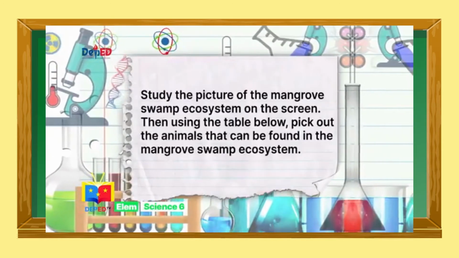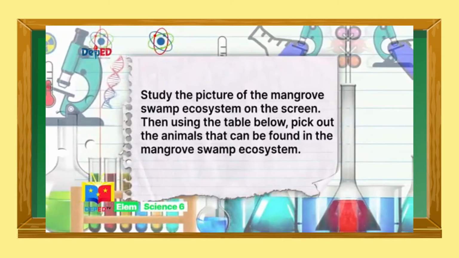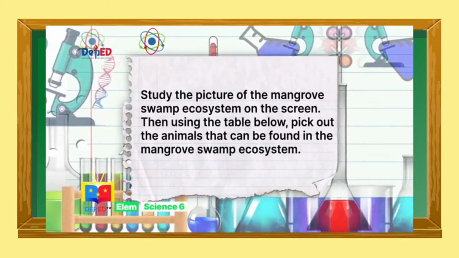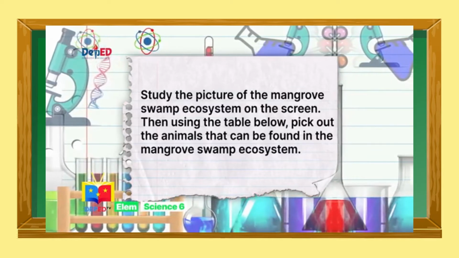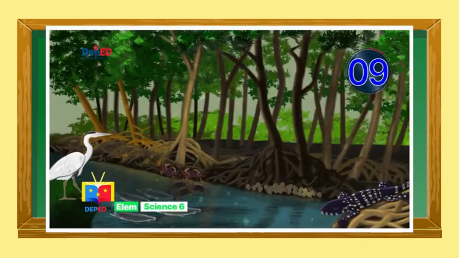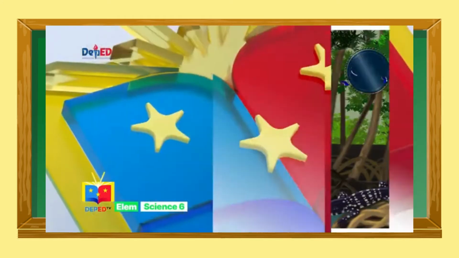Directions. Study the picture of the mangrove swamp ecosystem on the screen. Then, using the table below, pick out the animals that can be found in the mangrove swamp ecosystem. Science-minded learners, look at the table on the screen. Pick out the animals that can be found in the mangrove swamp ecosystem.